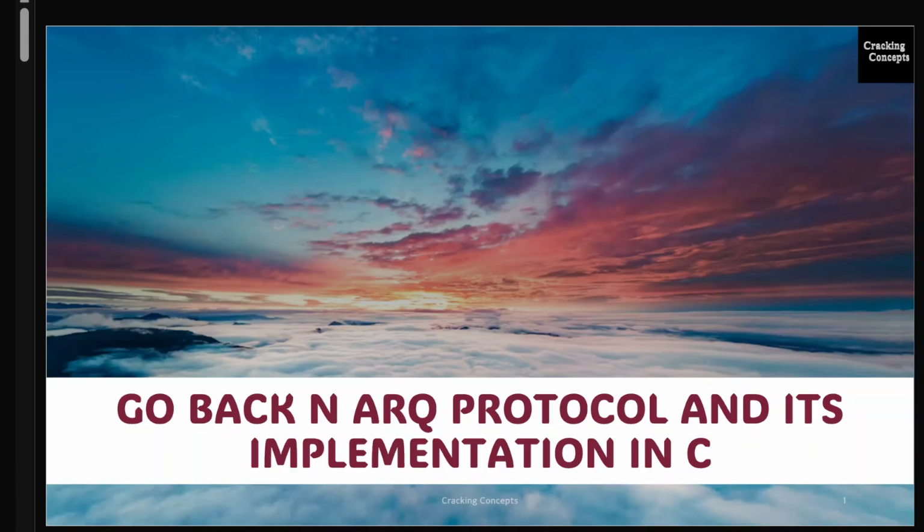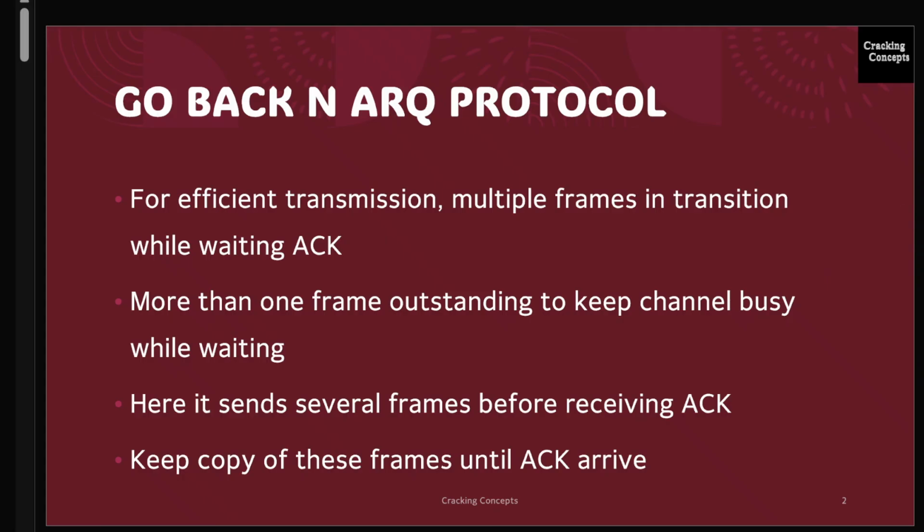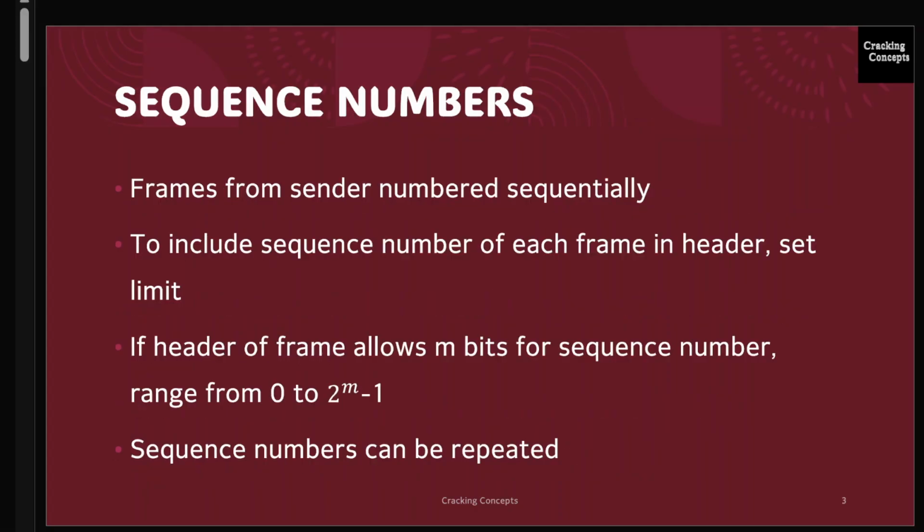Today I'll be talking about the Go-Back-N ARQ protocol and its implementation in C. To improve the efficiency of transmission, multiple frames must be in transition while waiting for an acknowledgement. We need to let more than one frame be outstanding to keep the channel busy while the sender is waiting for an acknowledgement. In the Go-Back-N protocol, we can send several frames before receiving acknowledgement, and we can also keep a copy of these frames until the acknowledgement arrives.